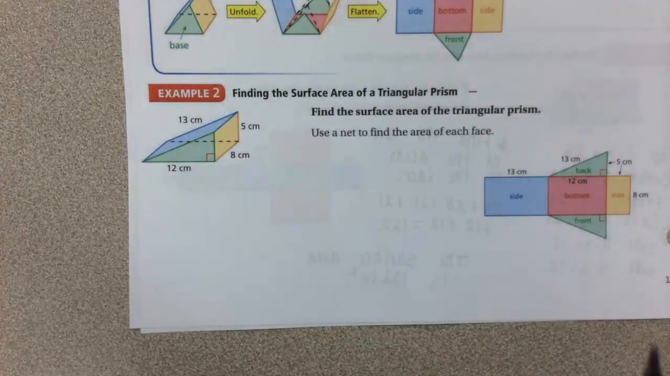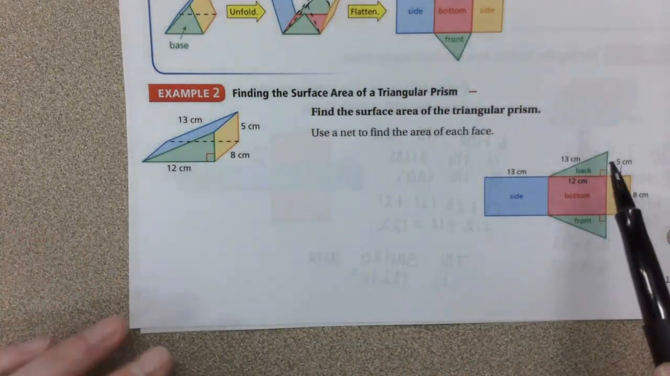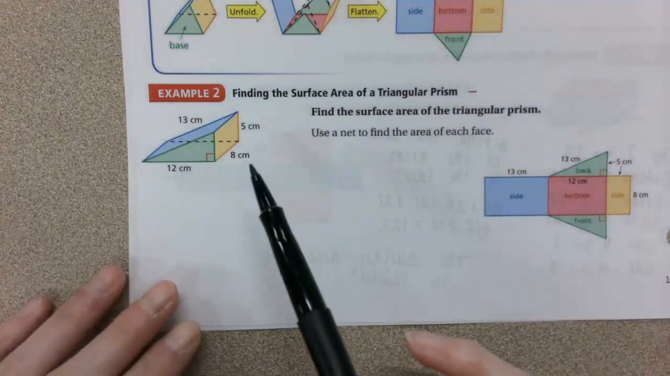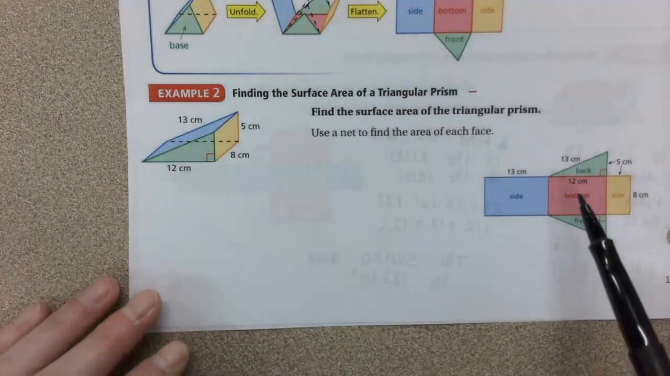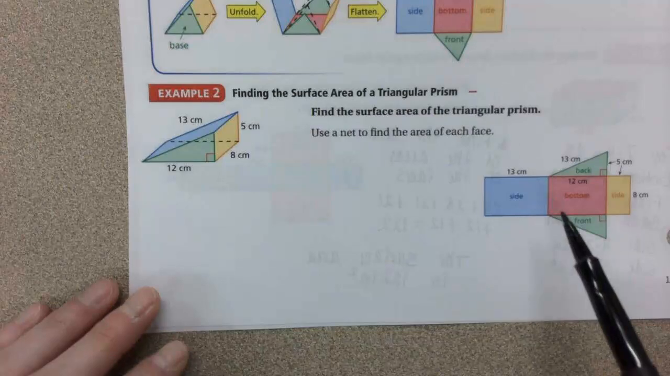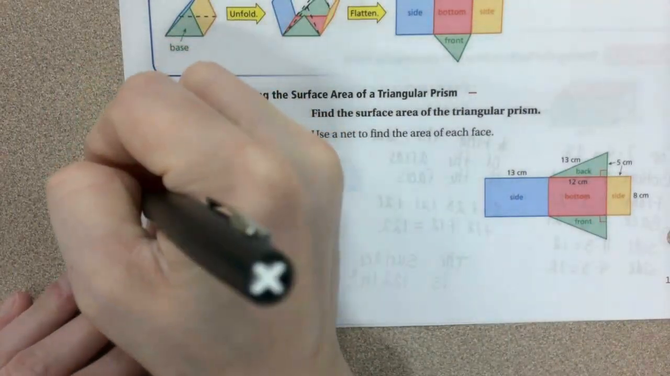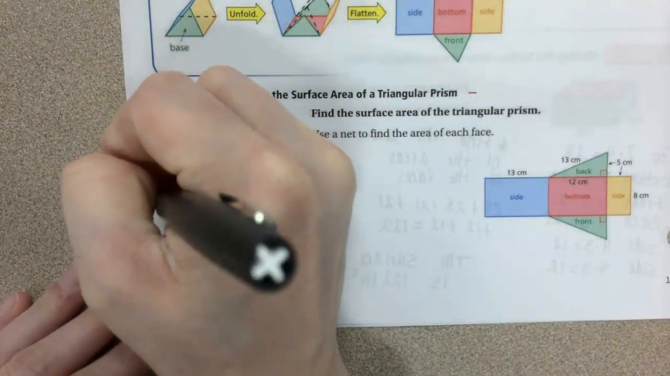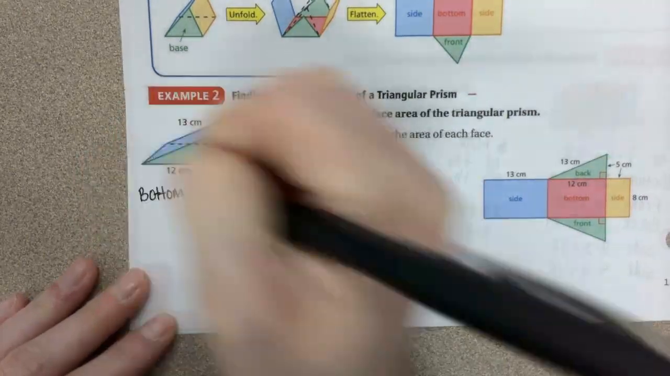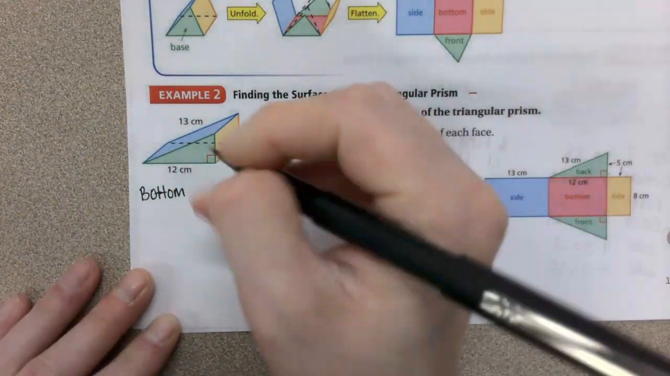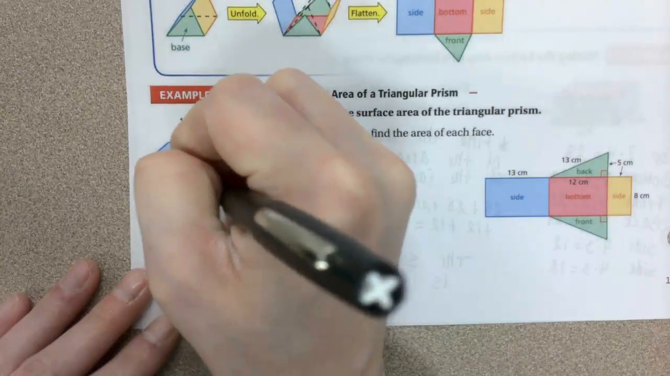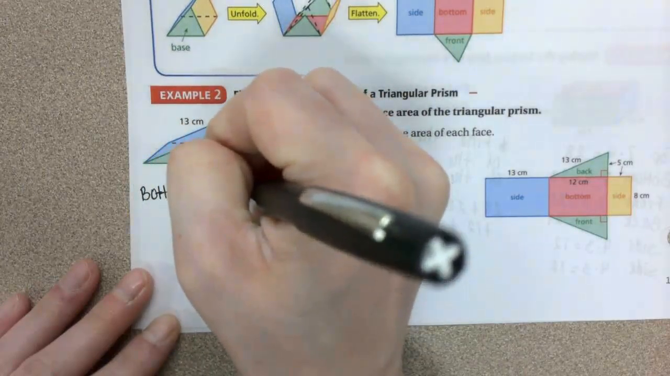So we are going to have a mix of rectangles and triangles. So we're just going to take it one face at a time. Let's start with the bottom. So we can't see the bottom here when we unfold it. Here's the bottom in red. So for the bottom, we can see that it is 12 by 8, so it would be 96 centimeters squared.